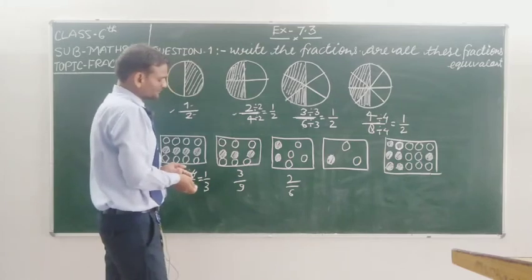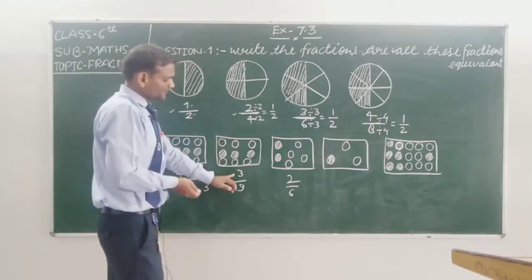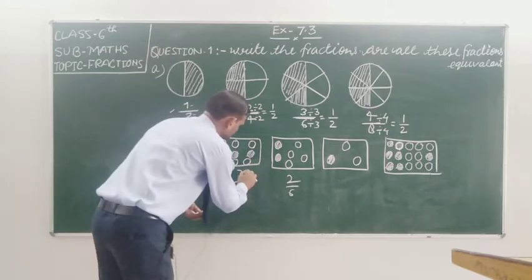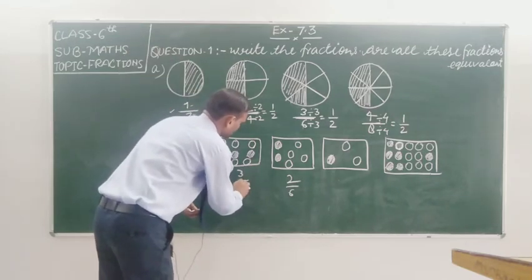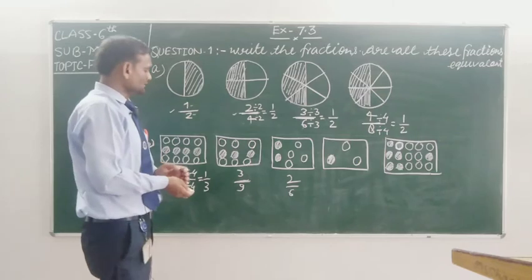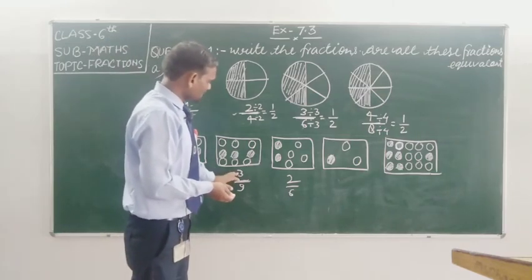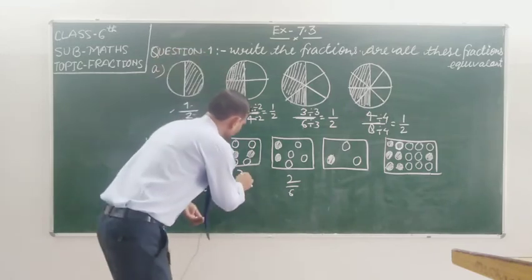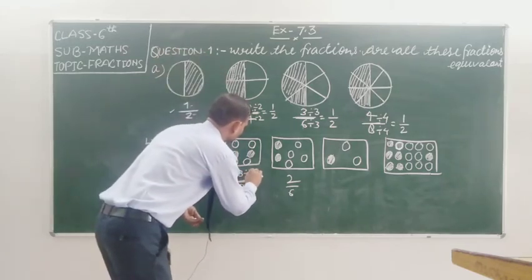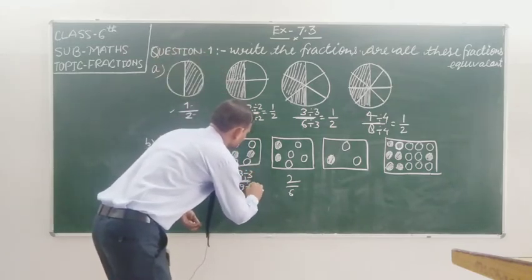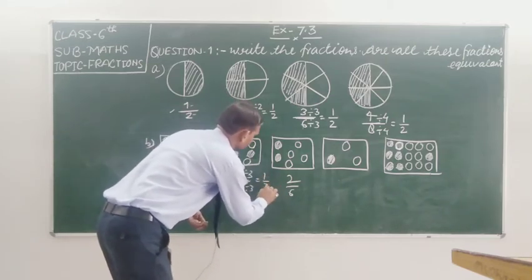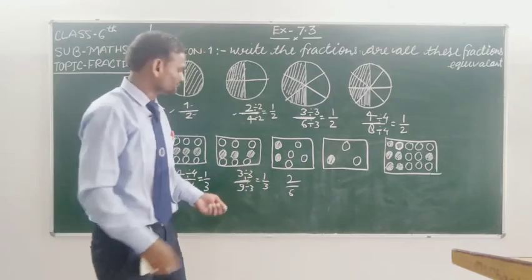Students, here you can make this fraction 3 by 9 into simplest form, that is, 3 and 9 come in the table of 3. So we divide 3 by 3 and 9 by 3 also. So we get 3 ones are 3 and 3 threes are 9, 1 by 3.